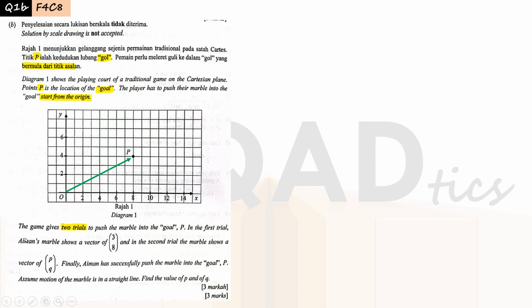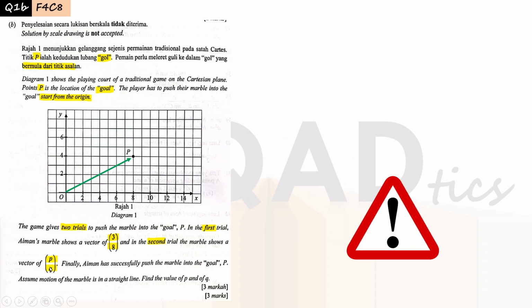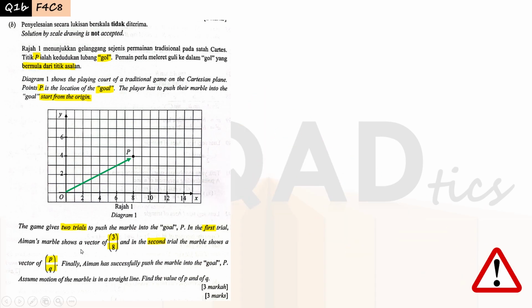For the first trial, he pushes the marble in this vector, 3, 8. For the second trial, we don't know, which is PQ. But at the end, Aiman has successfully pushed the marble to the goal, which is point P. So now we need to find the value of P and Q, the second vector. To find this vector, let's understand Aiman's first vector first, which is this one, 3, 8.